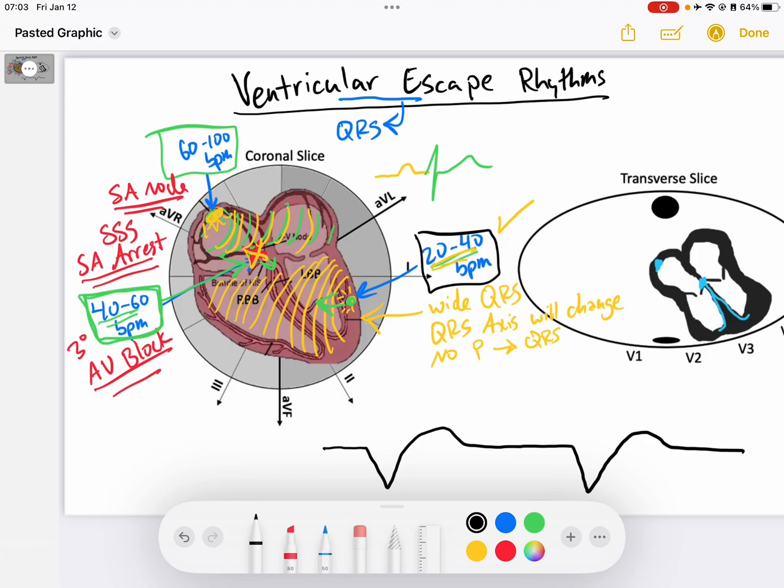So when do we see ventricular escape rhythms? We can see it, one, with sinus dysfunction.